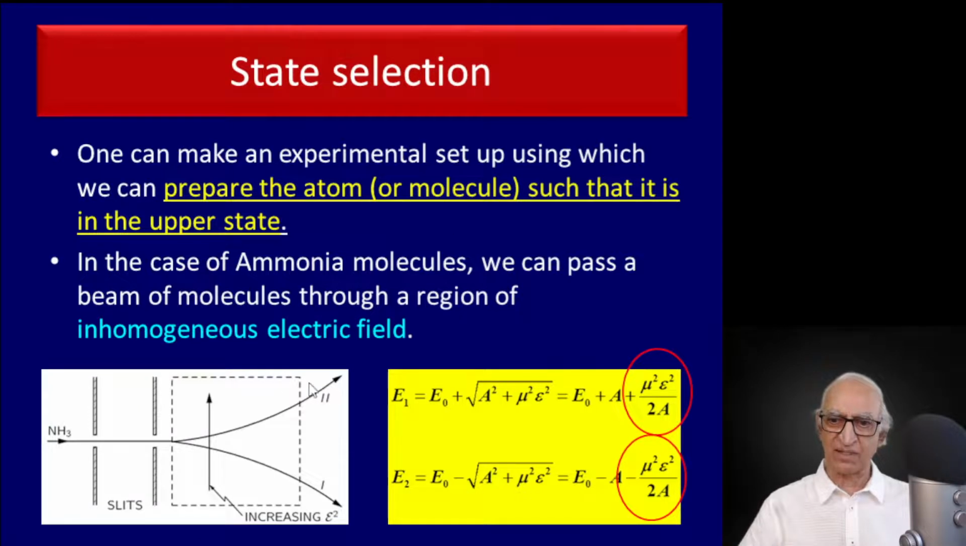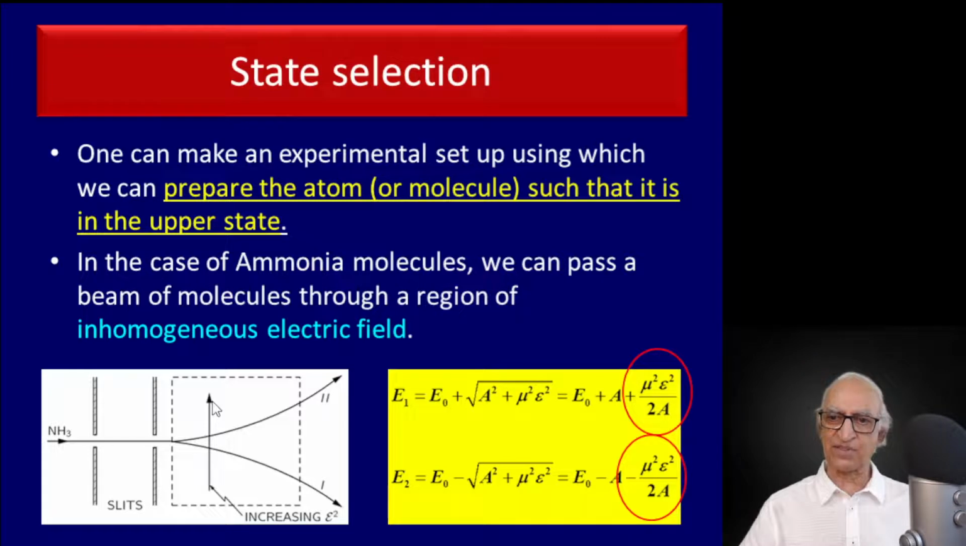So how do I do that? I have a beam of ammonia molecules going through a few slits. So it is a collimated beam of ammonia molecules. It is a mixture of ammonia molecules in the two states 1 and 2. I apply, perpendicular to the beam, an electric field whose gradient of the square of the electric field increases there.